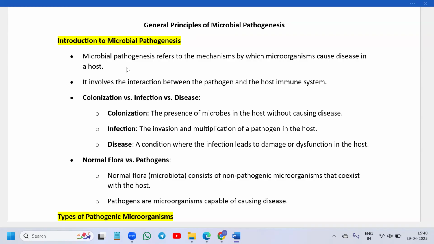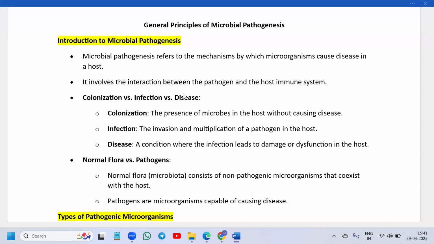Whenever you are affected with some microbe, when a microbe or any microbial organism like bacteria, fungus, virus enters your body, what happens? That is what this chapter is about. Microbial pathogenesis refers to mechanisms by which microorganisms can cause disease in a host, right? So how does it cause a disease in you is what pathogenesis is.